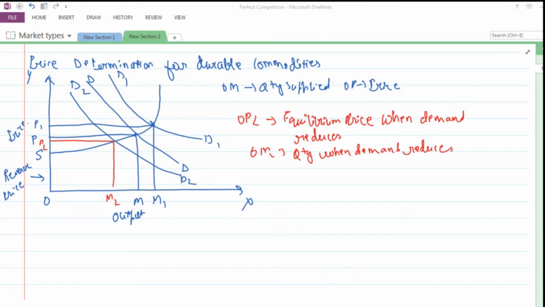Now, in the next part, we would be seeing how short run equilibrium and how long run equilibrium would be established for a firm in case of price determination, not discrimination. Price determination for short run equilibrium and long run equilibrium, how it is undertaken, we would be seeing in the next part of the video.